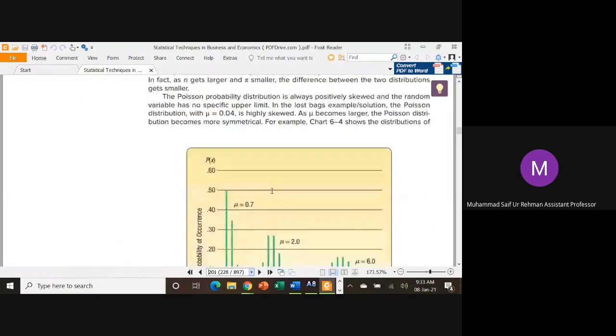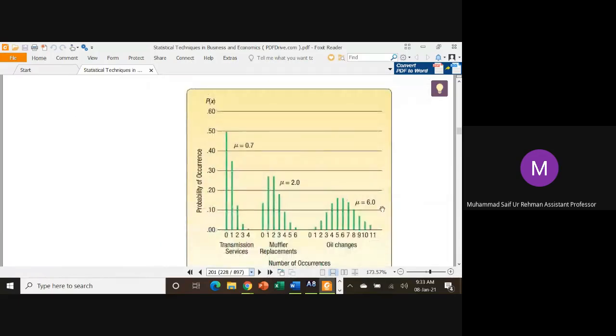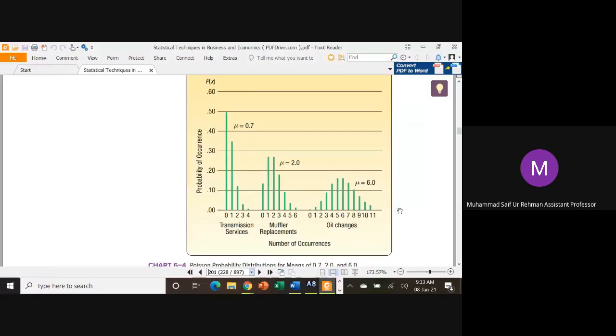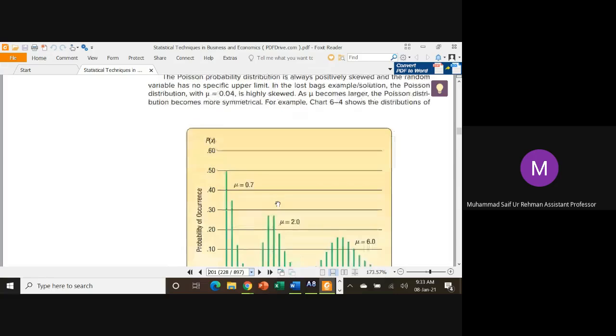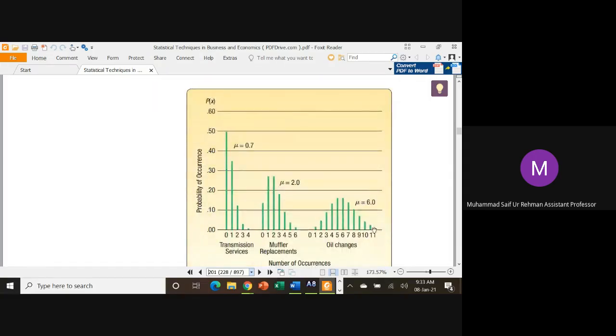Now come to this other table that explains that as the sample size is large, the Poisson distribution is always positively skewed, and the random variable has no specific upper limit. In the lost bags example solution, the Poisson distribution with 0.04 is highly skewed. If 0.04 is the average, then a highly skewed distribution will be there. And as the average increases, the distribution will become normal. You are familiar with this.